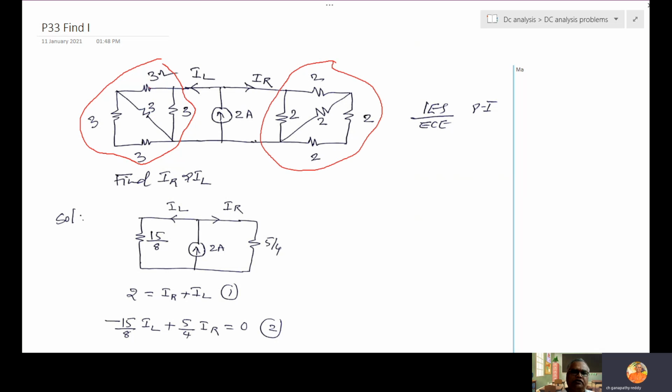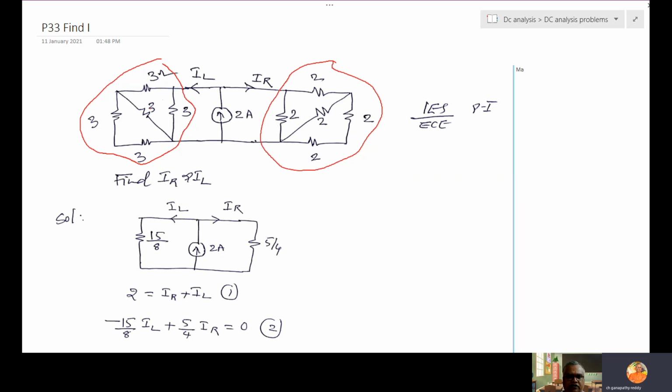A common mistake is that students think the 3, 3, 3 is a delta. This 3, this 3, this 3 also a delta. They start converting delta into star like that. They go in a wrong direction. This is not delta. 3, 3 is in series. Right? 3, 3 series is 6.